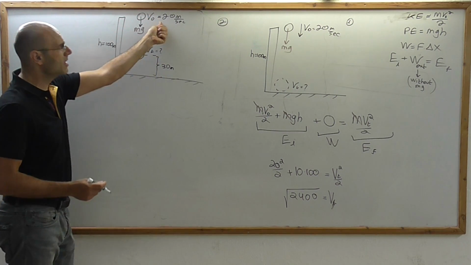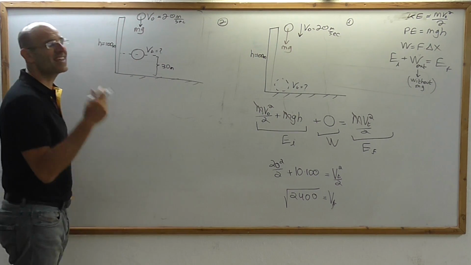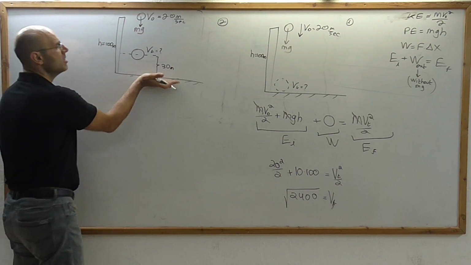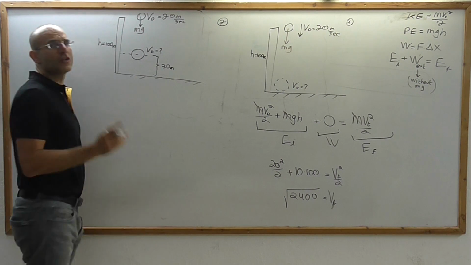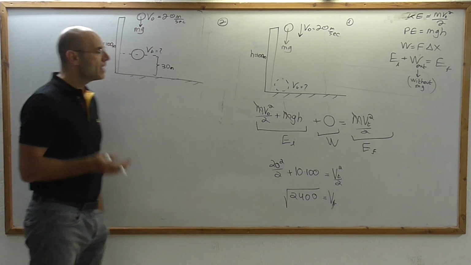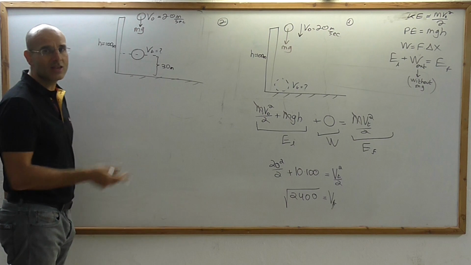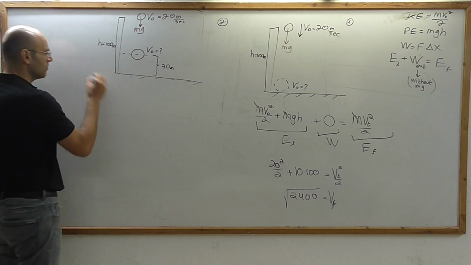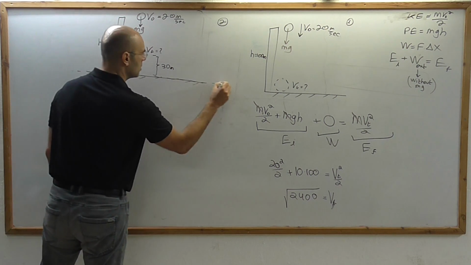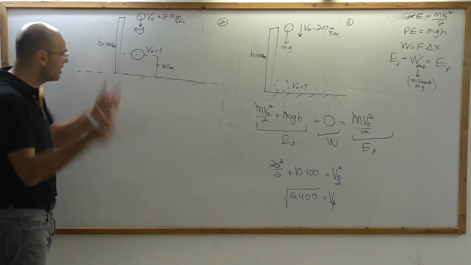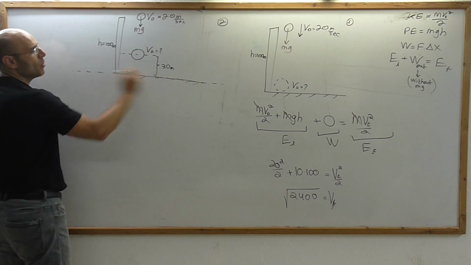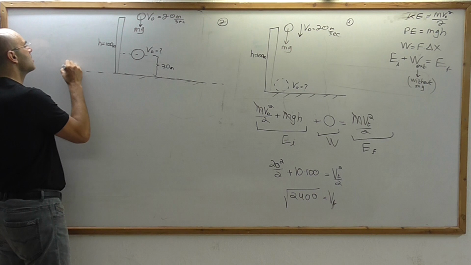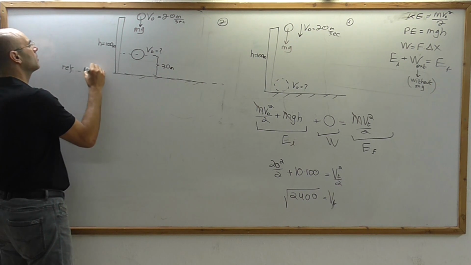It has velocity and it has height. But when I say height, I need to define height from where? From here, from here, from here. First of all, it doesn't really matter. But when you talk about height, you must have a reference point. Let's say I want to define that this is the reference point when I calculate the height, okay? This is the reference point.